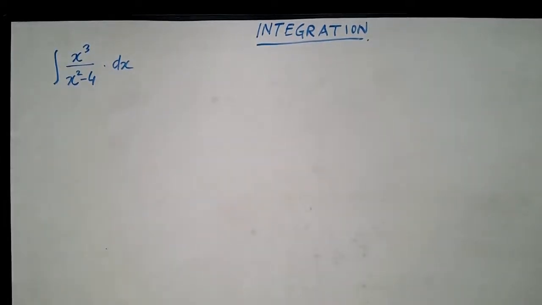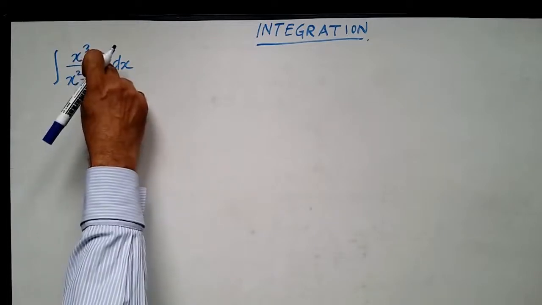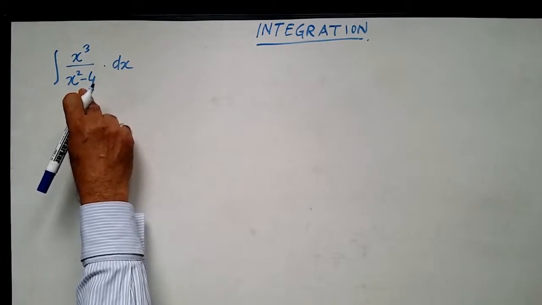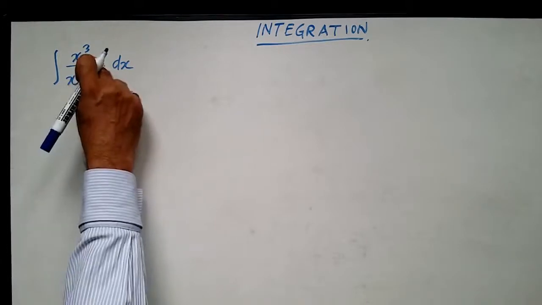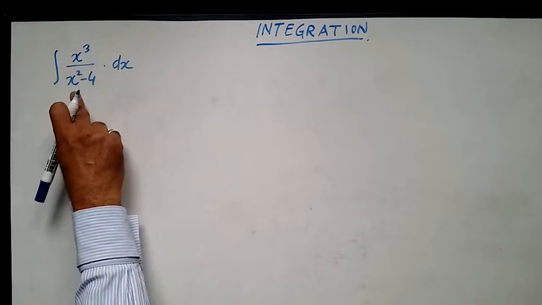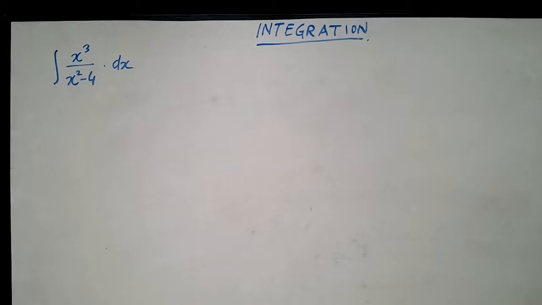Hello everyone. In today's lecture, I'm going to show you how to solve integration problems involving a denominator and a numerator where the degree of the numerator is either equal to or greater than the degree of the denominator. Here you will see that it is x cubed. That means the degree is 3 here and the denominator, the degree is 2. How shall we solve such a problem?